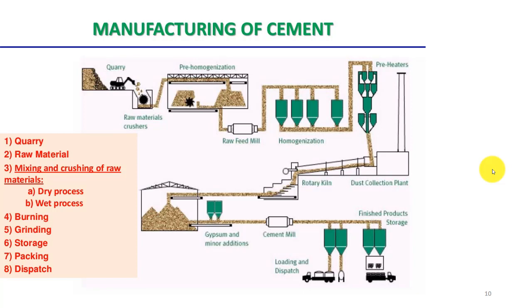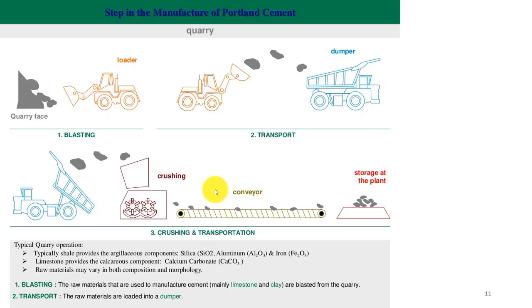Afterwards, the clinker is ground into finely ground particles, and the gypsum and other additives are added at this portion. Afterwards, it is forwarded for the packing and dispatching to the market. This is basically the quarrying and separation of constituent materials.